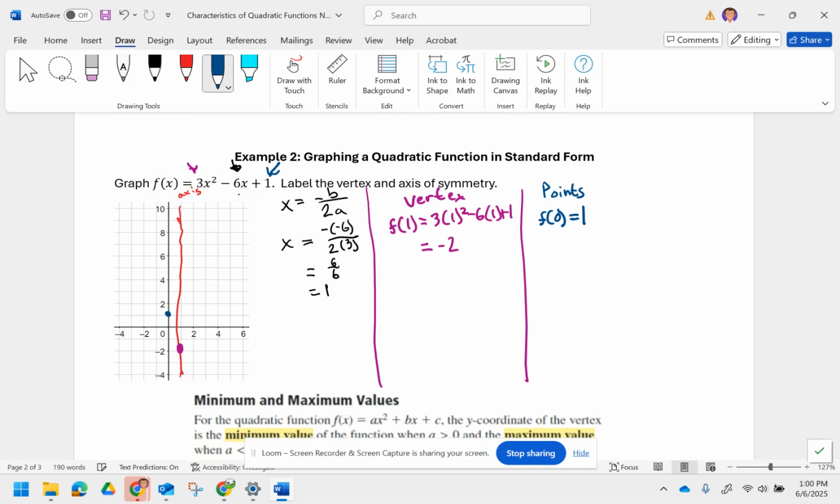Once again, this is symmetric, so I know I'm going to have that point on the other side. If I want more points, I can go ahead and put in additional numbers. We could do an f of 3. I imagine these numbers might get pretty big really quickly, but let's go ahead and check this one.